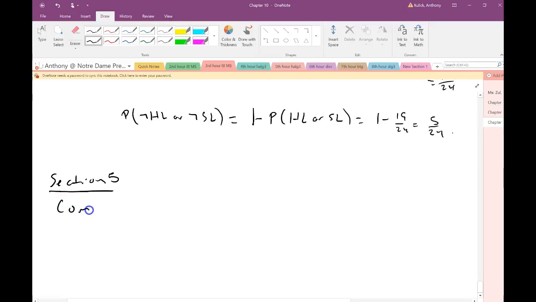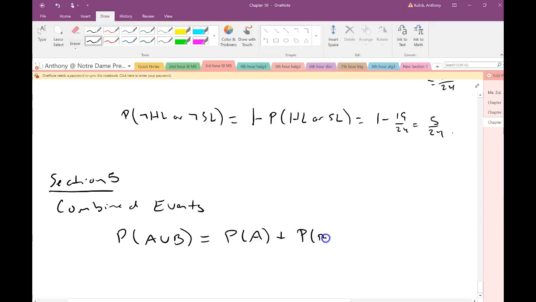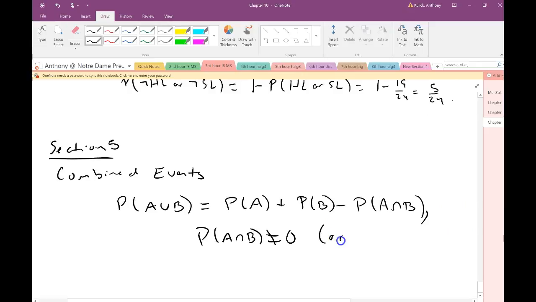So section 5 is about combined events. What do we mean by combined events? We mean the situation where this is true. So basically it means when we have something in the intersection.